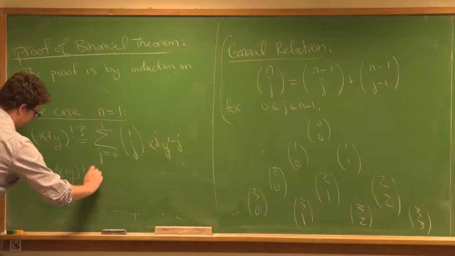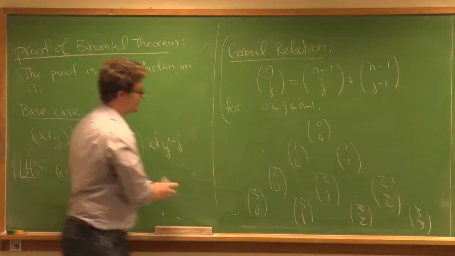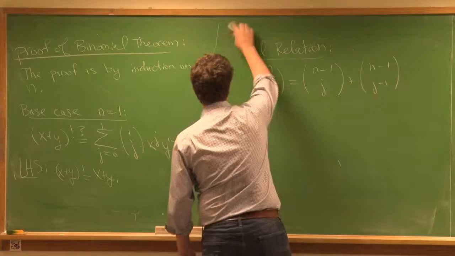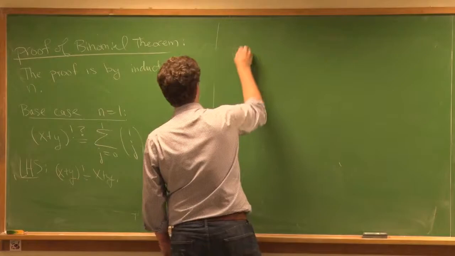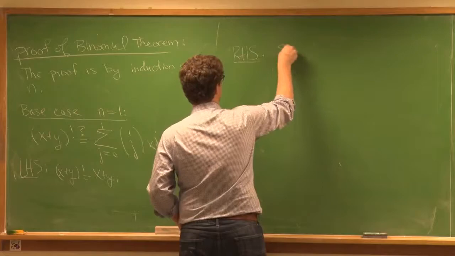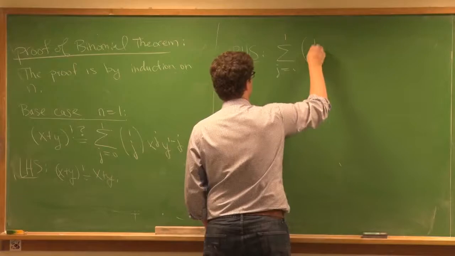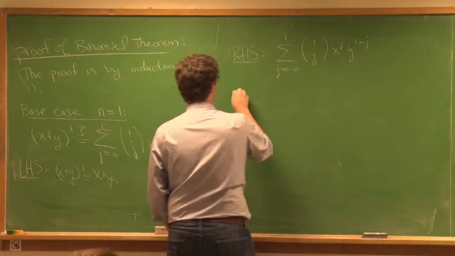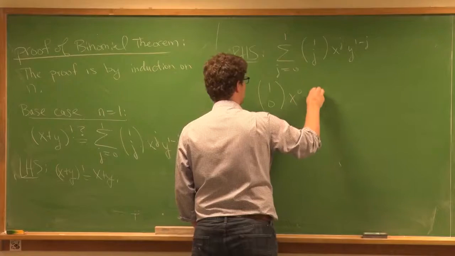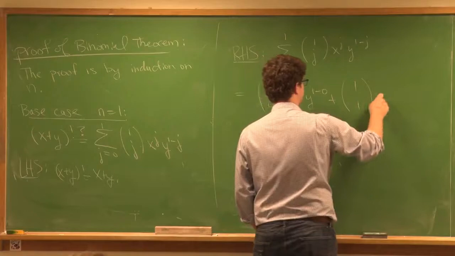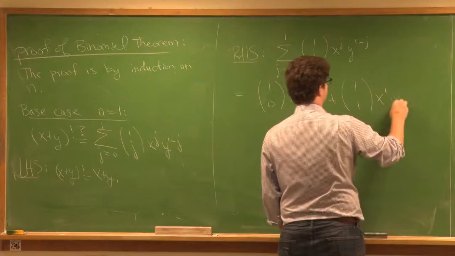Okay, and now we'll look at the right-hand side. The right-hand side is also not so bad, but I'm just going to work it out with the notation so you guys get some more experience with this. So we have this sum from j is equal to 0 up to 1 of 1 choose j, x to the j, y to the 1 minus j. So this is equal to 1 choose 0, x to the 0, y to the 1 minus 0, plus 1 choose 1, x to the 1, y to the 1 minus 1.